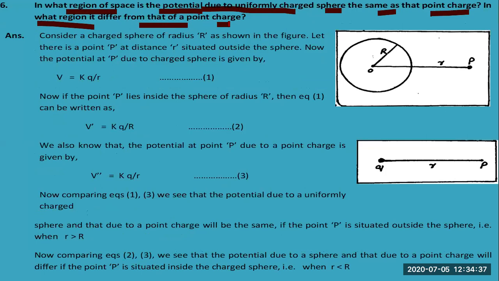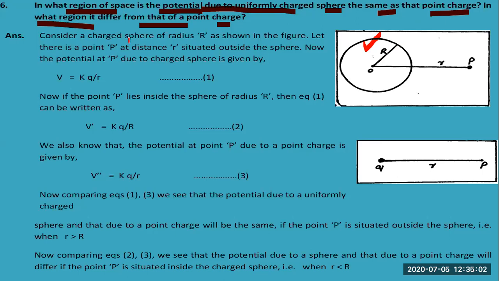In what region of space is the potential due to a uniformly charged sphere the same as that of a point charge? A uniformly charged sphere behaves like a single point charge. In what region does it behave like a single point charge, and in what region does it differ from a point charge?